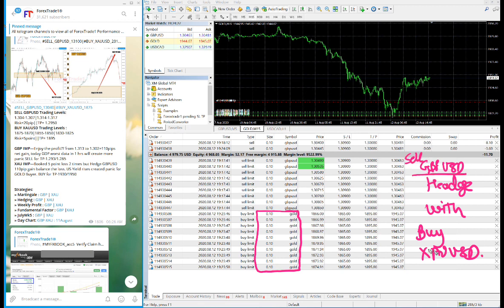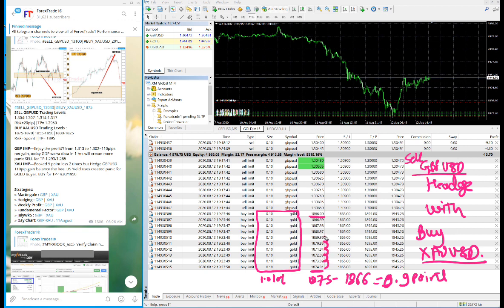Just like what we did in sale GBPUSD, buy XAUUSD has 10 trades, each trade of 0.1 lot size up to 1866, that is 0.9 points of gap between each entry. So you can count total 10 entries: 1, 2, 3, 4, 5, 6, 7, 8, 9, 10. 10 entries.